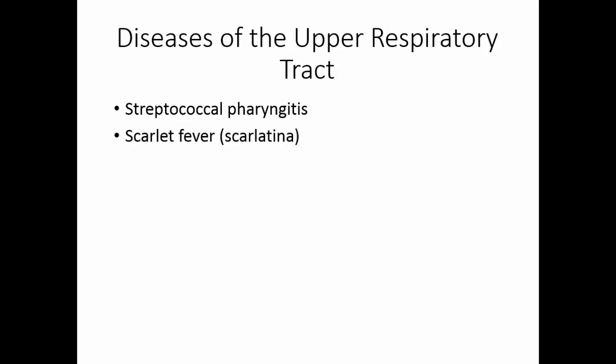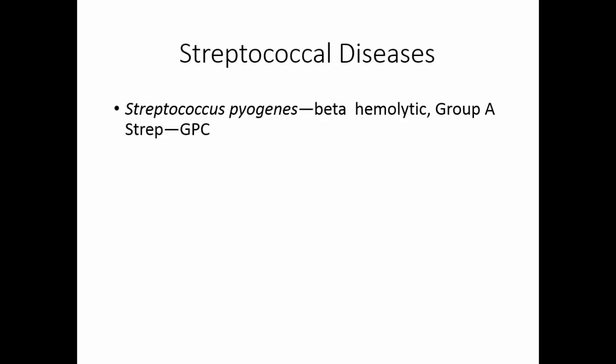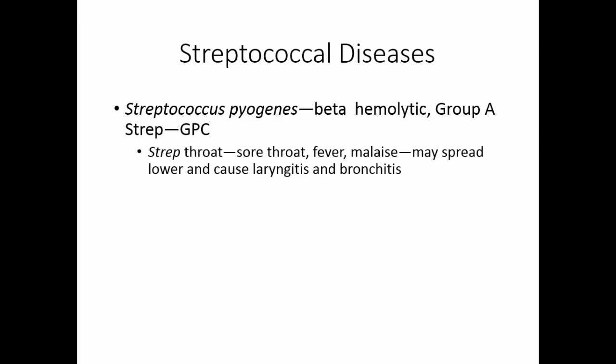In the upper respiratory tract, there are a number of diseases: streptococcal pharyngitis, scarlet fever or scarlatina, rheumatic fever, diphtheria, rhinosinusitis, otitis media, and the common cold. Streptococcal diseases are caused by Streptococcus pyogenes, which is a gram-positive coccus. This is also known as beta hemolytic strep or group A strep. Strep throat presents as a sore throat, fever, and malaise. It may spread lower and cause laryngitis and bronchitis.